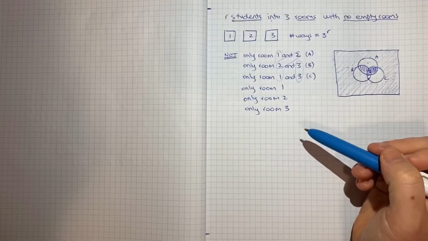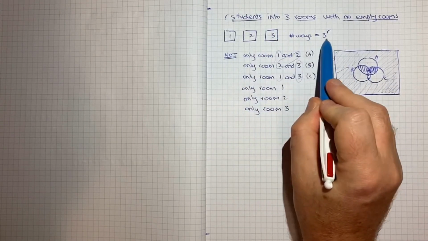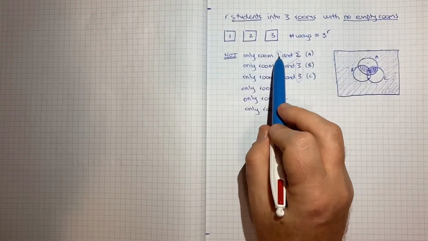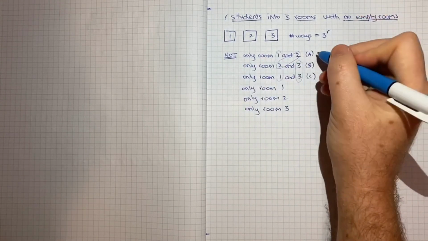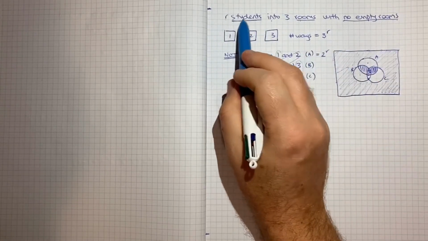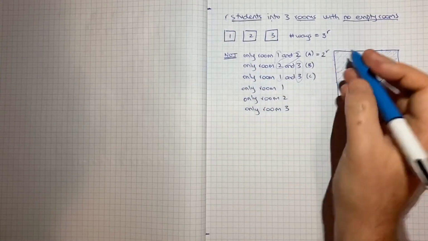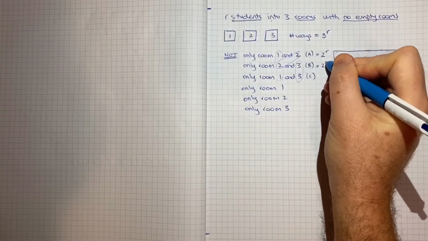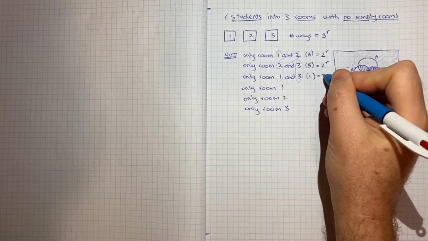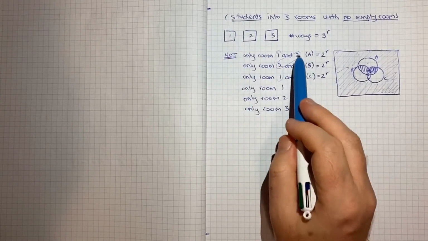this problem quite easily. And actually we can come back to our generic technique here where there's no constraint, because if I'm looking at only room 1 and 2, that's equal to 2 to the power of r, because I'm essentially getting my r students into 2 rooms with no constraint. Same deal with only room 2 and 3, that's equal to 2 to the power of r. And same deal with only room 1 and 3. Each of those, we're just putting r students into 2 rooms.